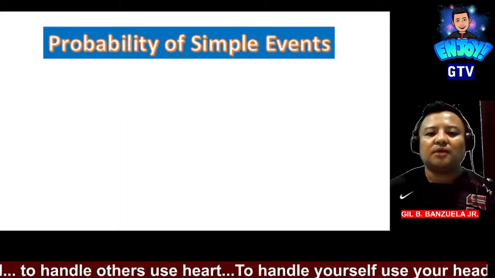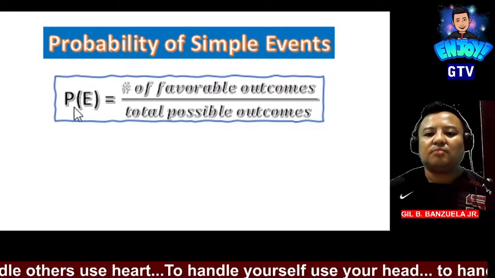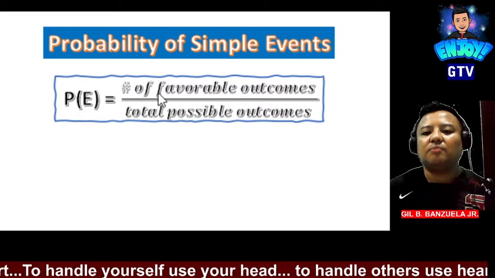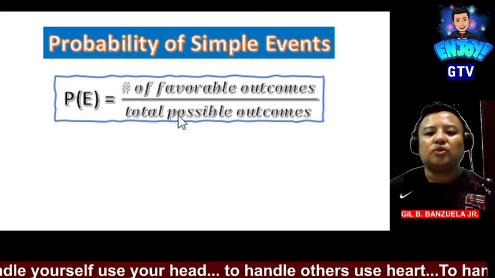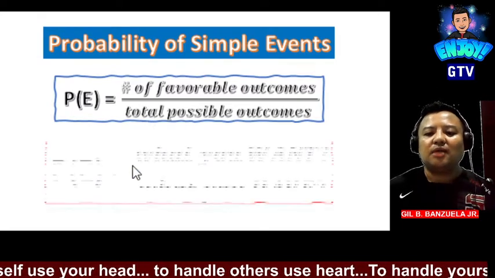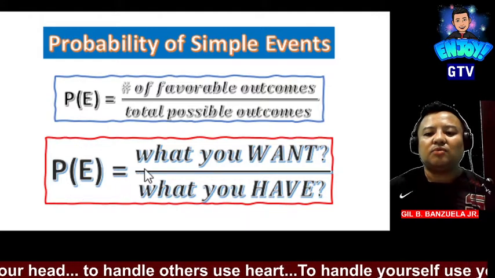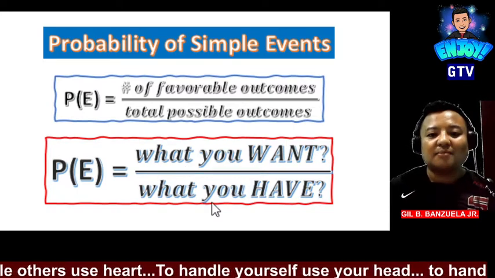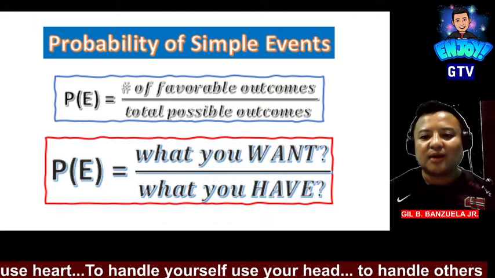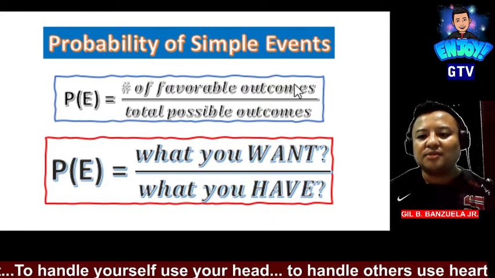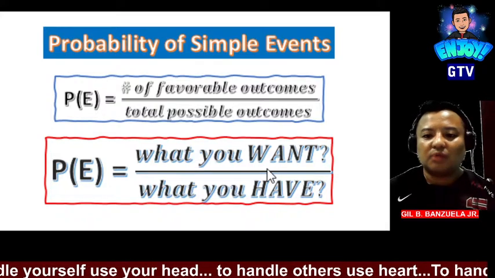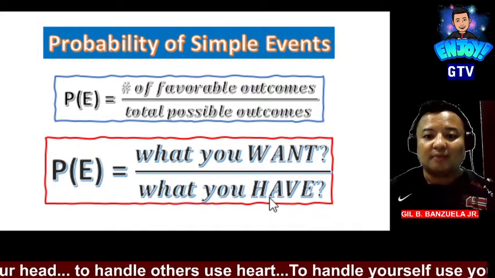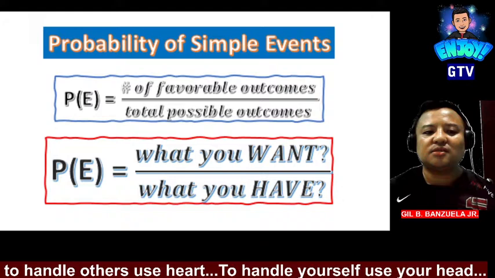Okay. So, the probability of simple events is denoted by P of E. Ayan. And that is equal to the number of favorable outcomes all over the total possible outcomes. So in layman's term, it could be P of E is equal to what you want. Ano bang gusto mo? All over what you have. Ano ba ang meron tayo in this particular scenario? Ayan, number of favorable outcomes, in layman terms, what we wanted, and total number of possible outcomes, what we have. Okay? So, let's deal with these formulas.